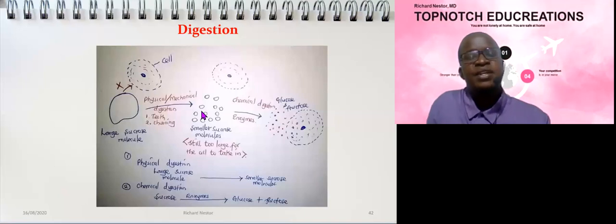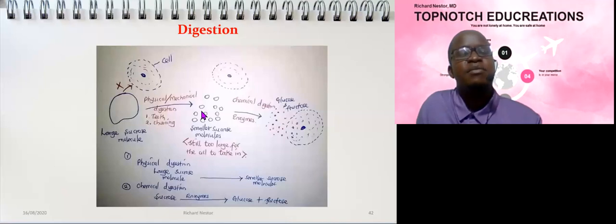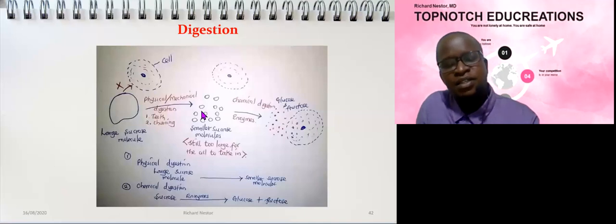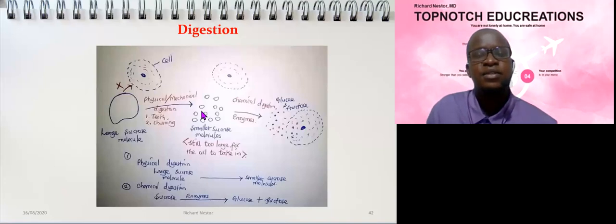Then now, when those simpler molecules of starch, the body cells can still not take them in. They can't be taken in by the cells. So you have to break them down into smaller molecules. Starch has to be broken down to maltose, and then the maltose is further broken down to glucose. So what will break down starch to maltose, and the maltose to glucose, is the enzymes, which are very essential in the process of digestion.